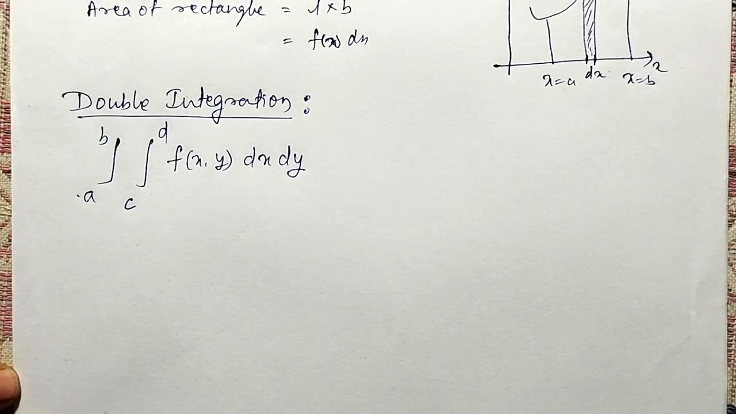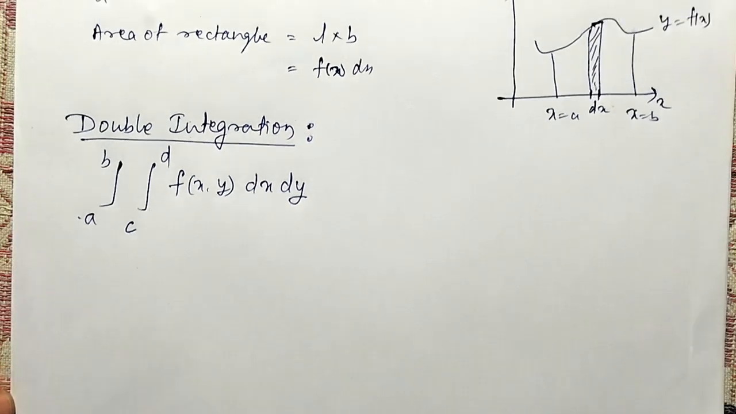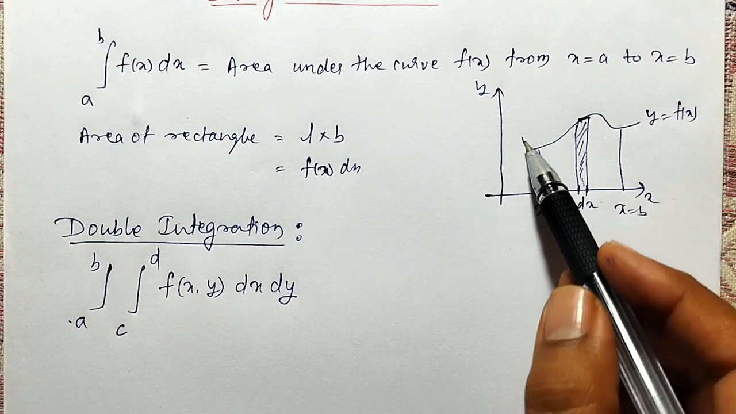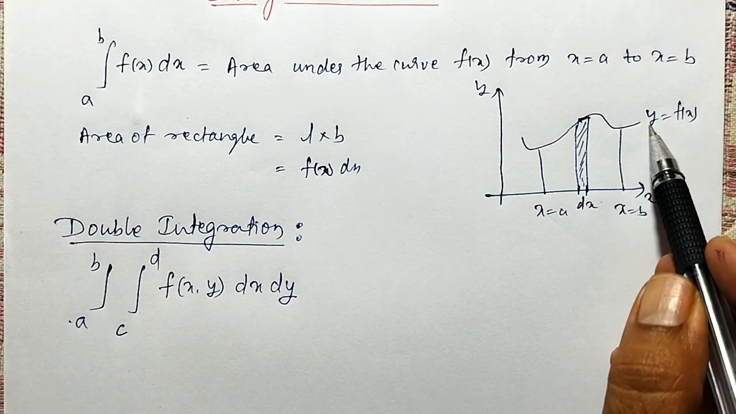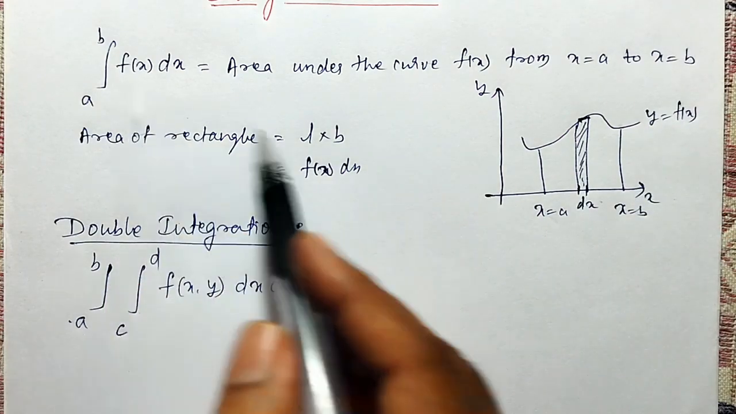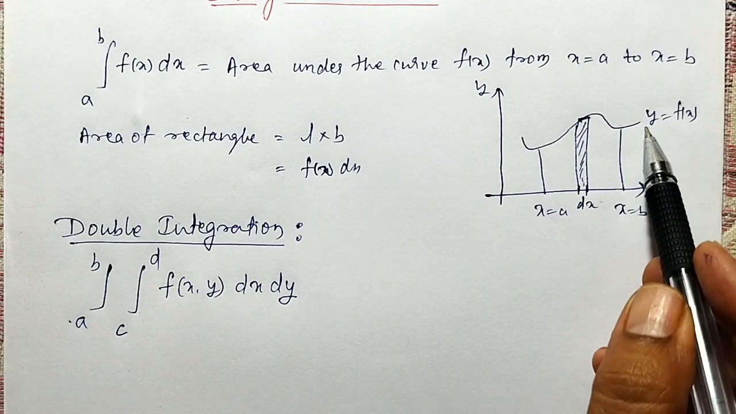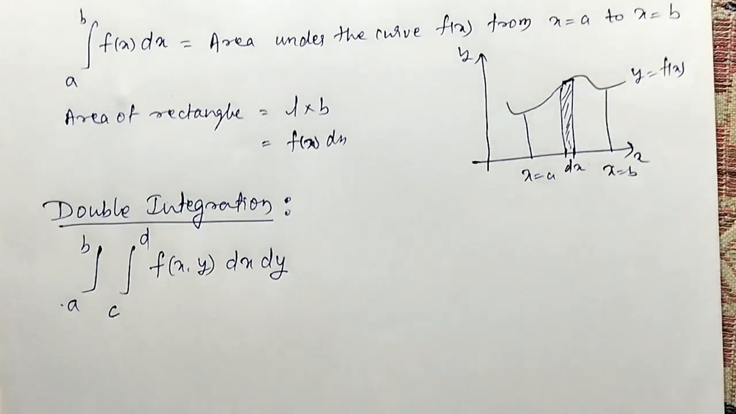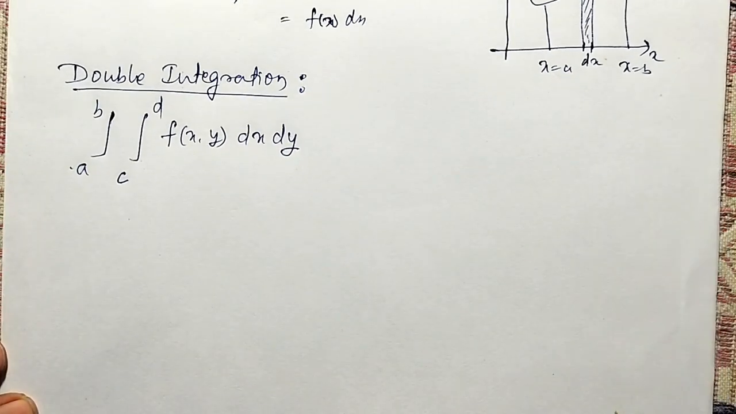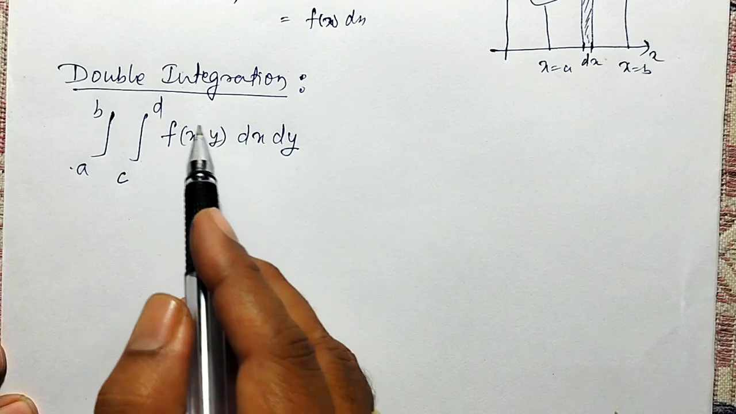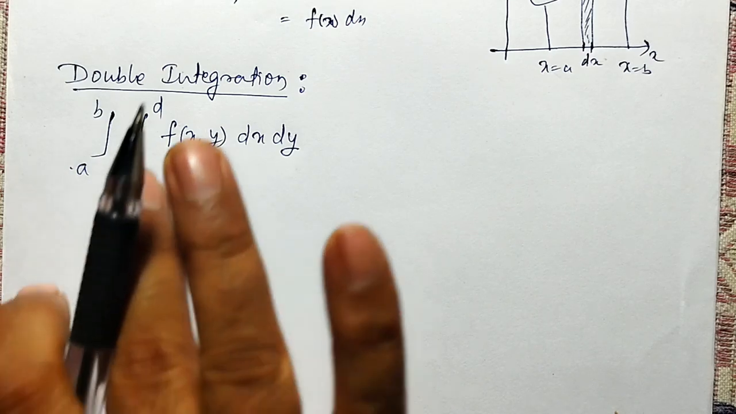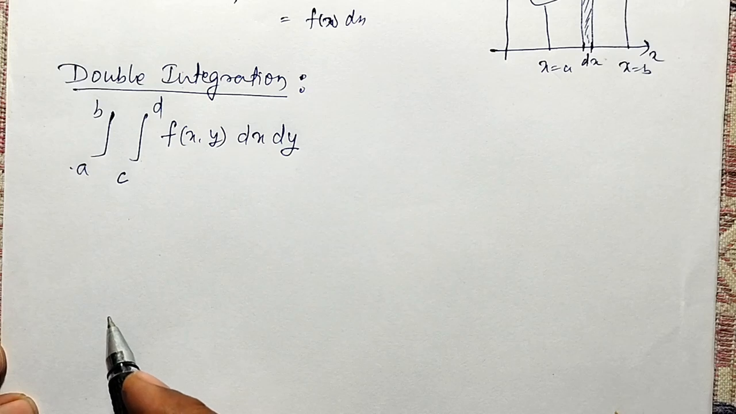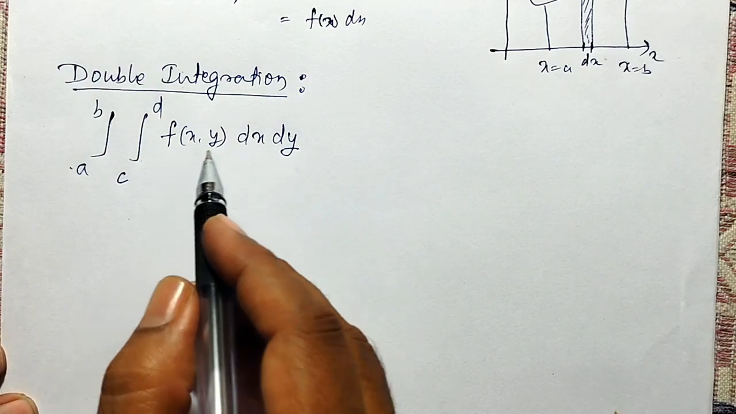What is it going to represent? As I mentioned earlier, this f of x is representing a curve. Correct? f of x is representing a curve in the xy plane. Like that, what does this f of x y represent? This f of x y represents a surface in three dimensions. Okay, f of x y represents the surface.